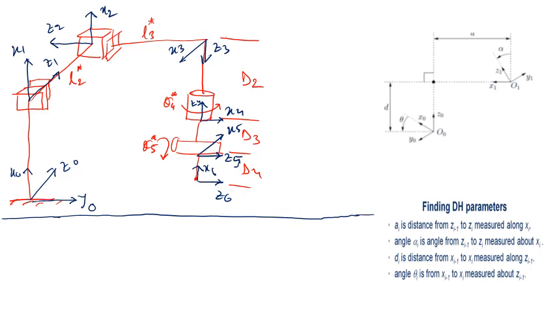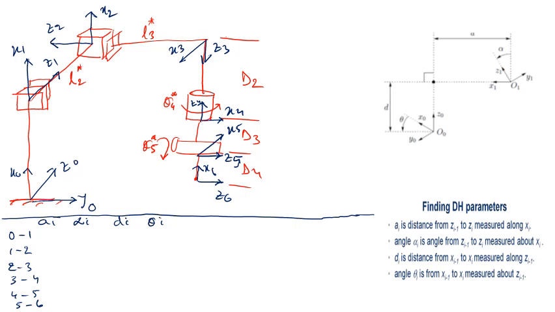So this is 0 to 1, 1 to 2, 2 to 3, 3 to 4, 4 to 5, and then 5 to 6. Okay, so for 0 to 1 we have A_i, alpha_i, D_i, and theta_i. So this is the way to assign the A, alpha, D, and theta.